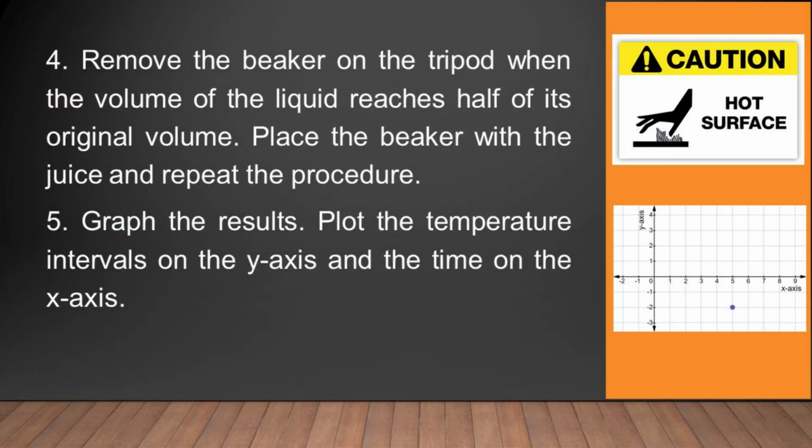4. Remove the beaker from the tripod when the volume of the liquid reaches half of its original volume. Place the beaker with the juice and repeat the procedure. 5. Graph the results. Plot the temperature intervals on the y-axis and the time on the x-axis. Just copy the given graph and plot your answers.